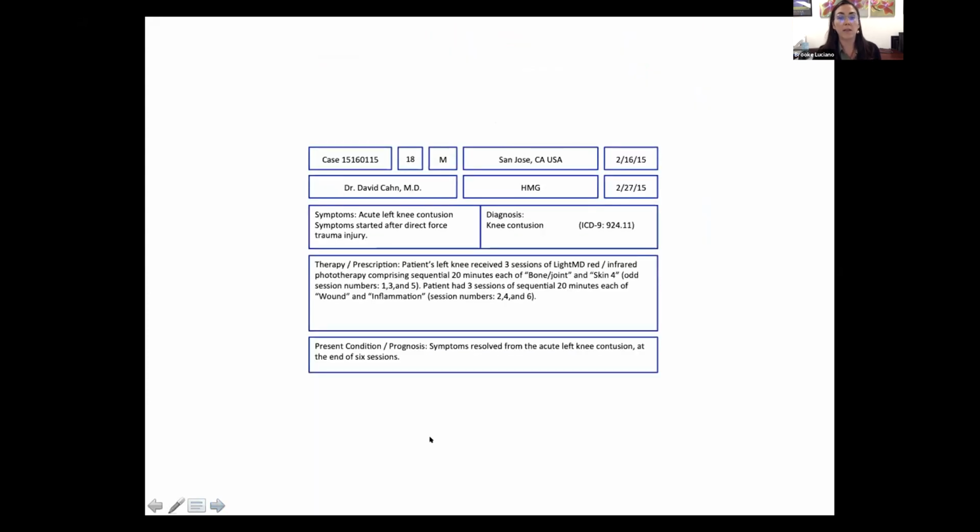Here's another case study on a knee contusion performed by Dr. Khan, who's a general practitioner. The symptoms started after a direct force trauma injury, and he did 3 40-minute sessions in a period of 9 days, I believe, or something near there, and was relieved of his pain.